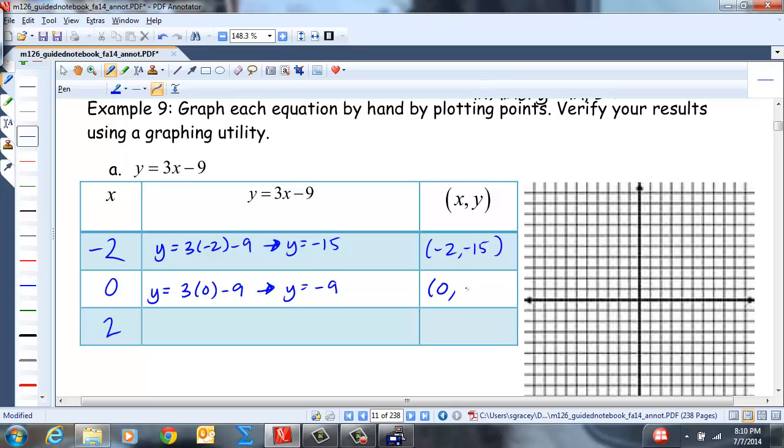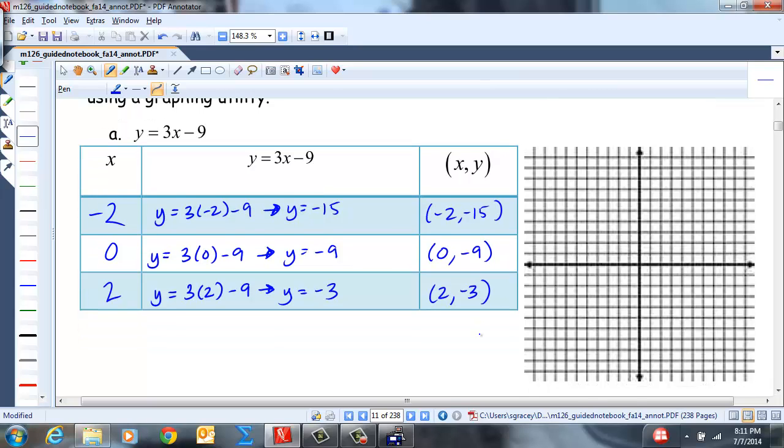So we have the ordered pair 0, -9. Which intercept is that? Good, it's the y-intercept, because there's no movement on the x. The x is at 0, so we cross the y-axis at -9. And then if I plug in +2, I'll get 6 minus 9, which is -3. So we have the ordered pair 2, -3. Notice we have a pretty high y value there.